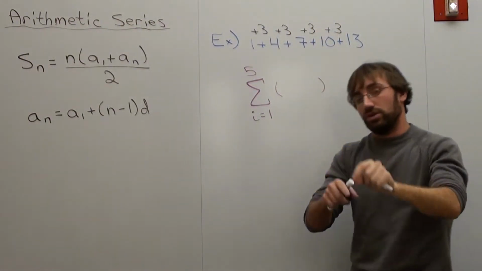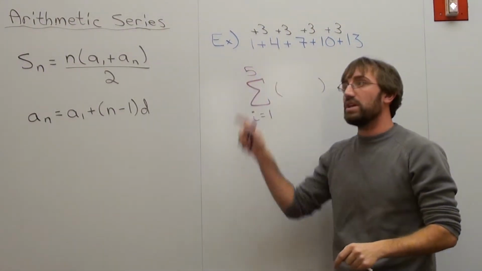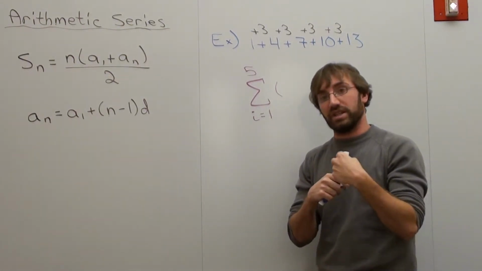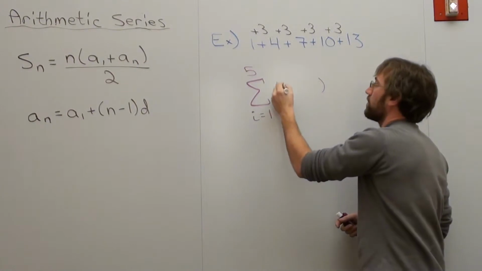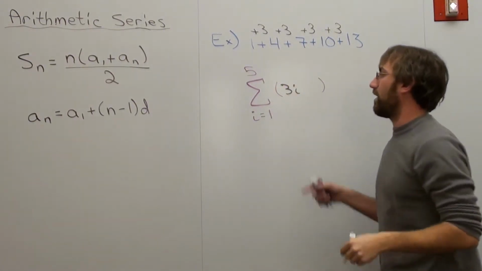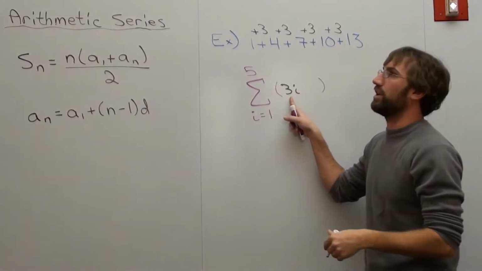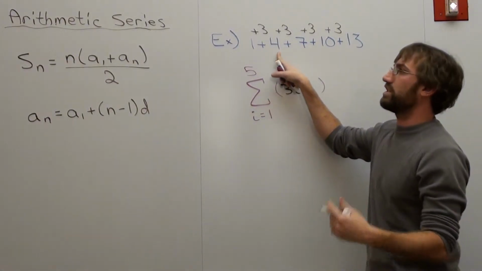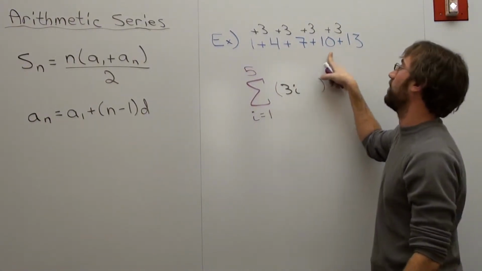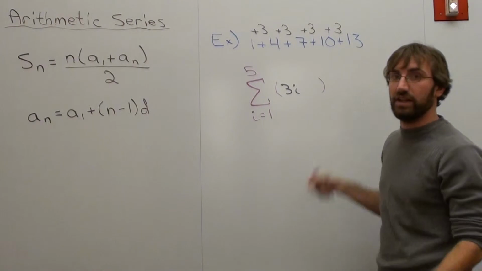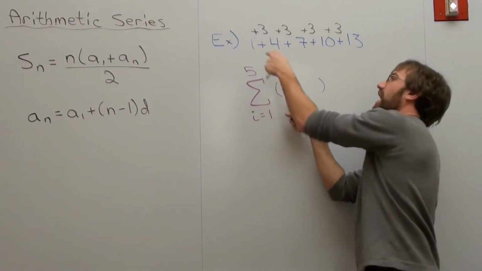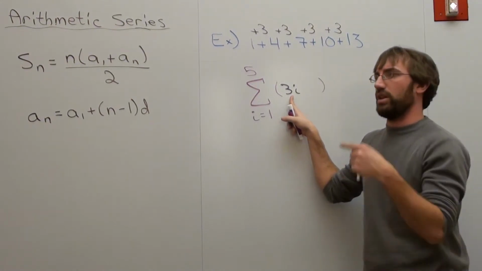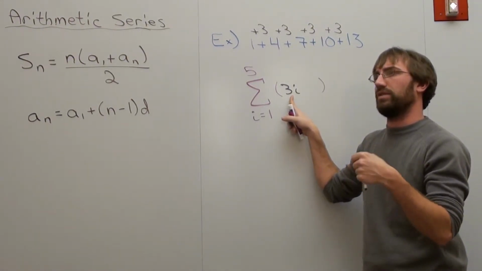What I do is put a 3 in front of the i, using it as a coefficient in front of the variable. So it's 3i. Now, 3 times 1 is 3, 3 times 2 is 6, 3 times 3 is 9, 3 times 4 is 12, 3 times 5 is 15. It doesn't match up. So I ask myself, 3 times 1 is 3, how do I get a 1? What do I have to do? Subtract 2.